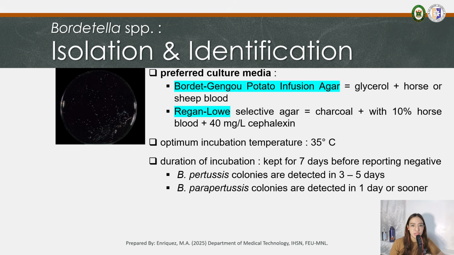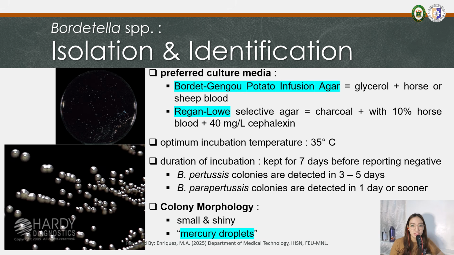So as shown here on the left, the colonies of Bordetella have been characteristically described as mercury droplets, appearing to be small, shiny, and almost silver in color. All right, so again, those are the mercury droplet colonies of Bordetella pertussis.